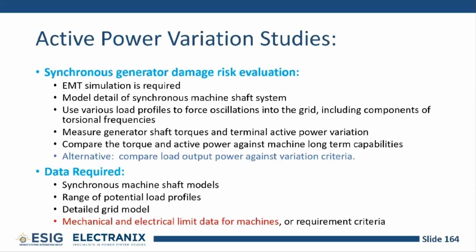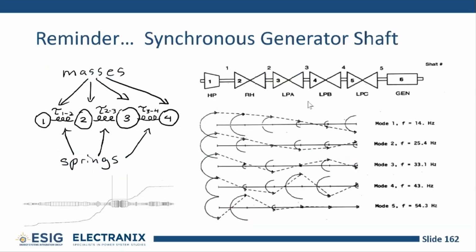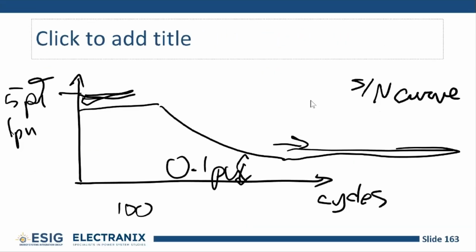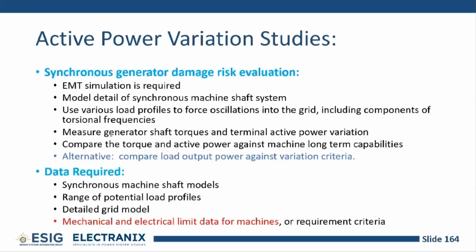So this might be happening all day long forever, and so we can imagine we have to be on the far right side of this curve, underneath that endurance limit. We can't be up here. We have to be down here, right? So we can measure all the torques and compare them against those SN curves or endurance limit curves, or if we have a criteria, a general criteria, we can compare against that.